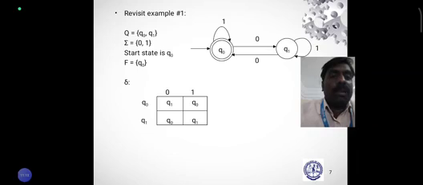So the transition table is given below with rows consisting of the states Q0 and Q1, and the input is represented in a column as 0 and 1. From Q0, if we give 0 as input, it moves to Q1. From Q0, with 1 as an input, we will be moved to Q0.